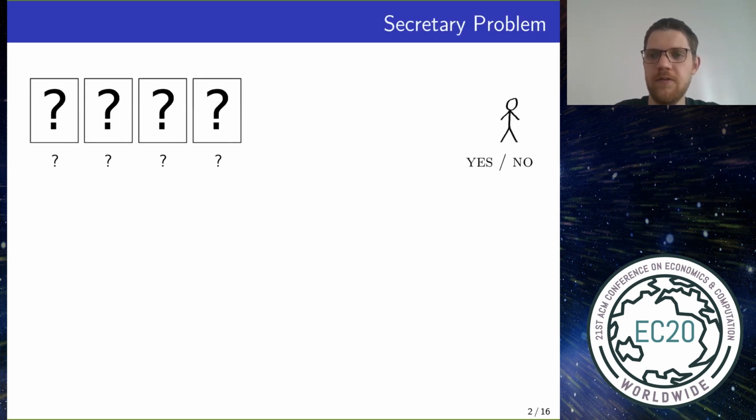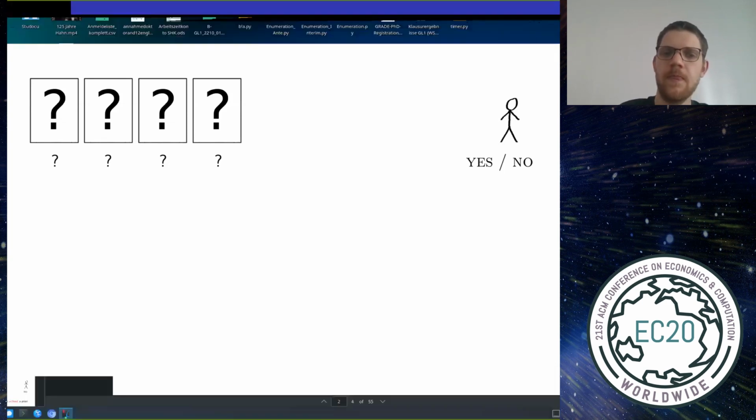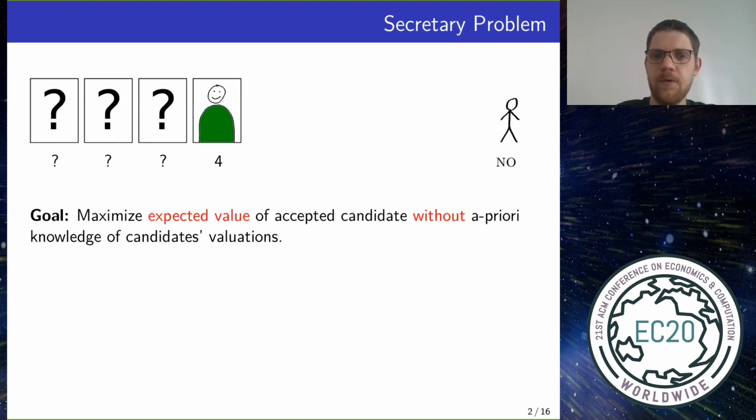All of us know the secretary problem, I think, but just to repeat it quickly, there are n candidates that apply for a position as a secretary, and you have to decide on the spot after seeing a single secretary whether you want to hire him or consider the next applicant. So whenever you see a person, you get to see what their value is, and then you have to decide whether you want them or not.